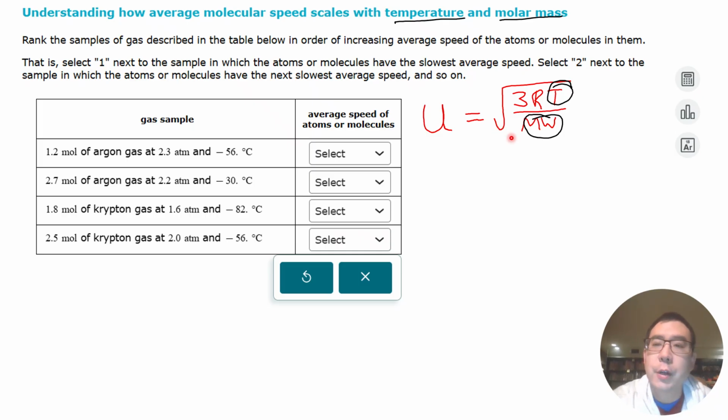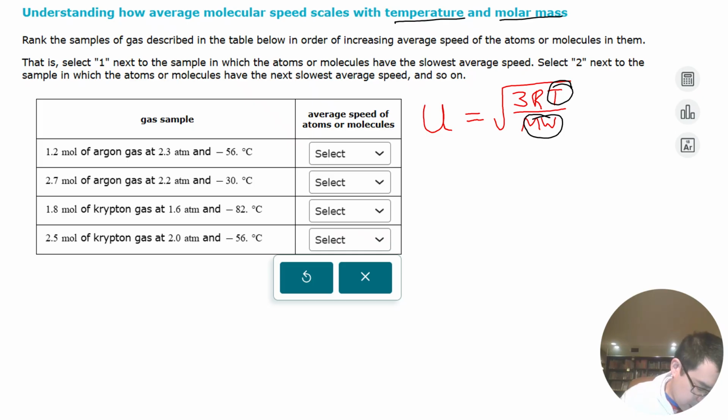Okay, so let's look at molecular weight. In this question, we're asked to rank the samples of gas in order of increasing average speed, so the slowest to the fastest. And we have two elements, argon and krypton. These two elements obviously have different molar masses.